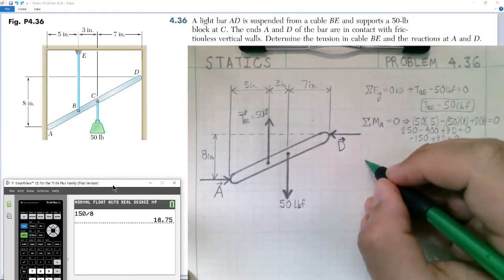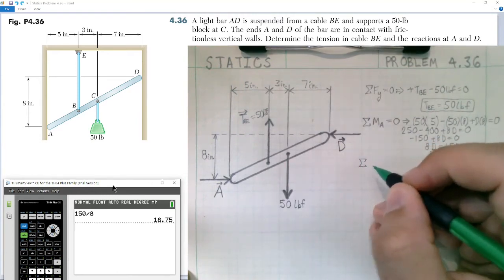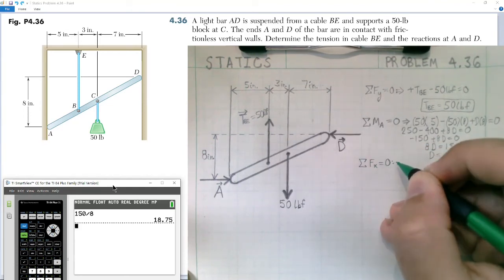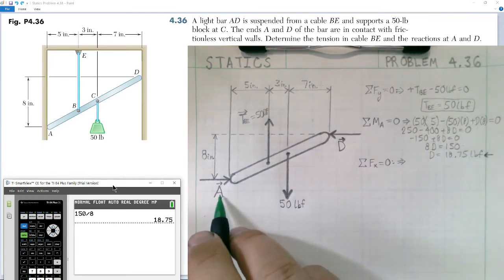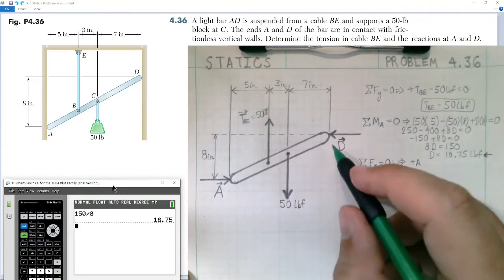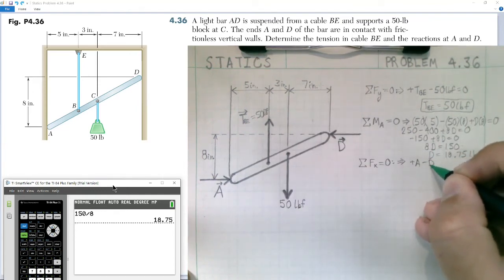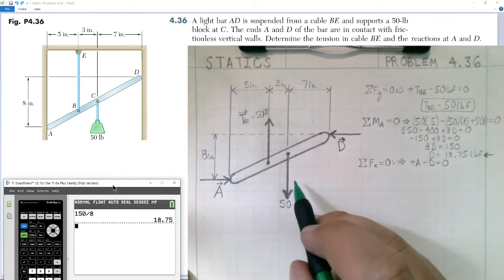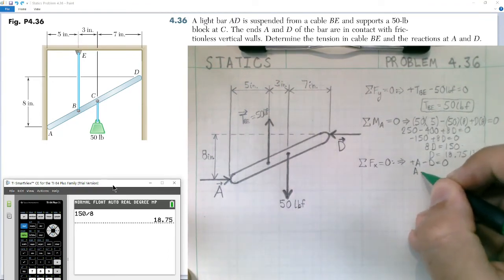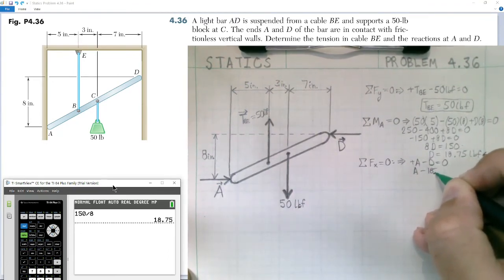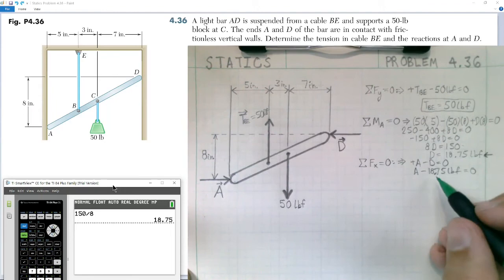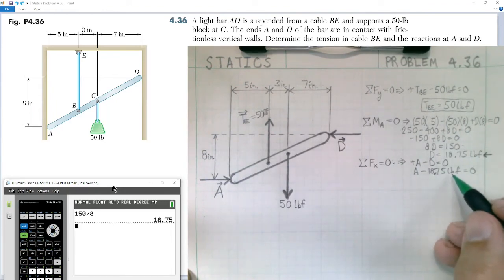Finally, we can solve for our third unknown. We can write one last equilibrium equation, knowing the sum of forces in the x direction is equal to 0. This tells us A, which would be a positive value going to the right, the positive x-axis direction, minus D must be equal to 0. We know this because there are no other forces acting in the x direction. Now we know the value for D we just determined was 18.75 pounds of force. So A minus D, or A minus 18.75 pounds of force, is equal to 0.